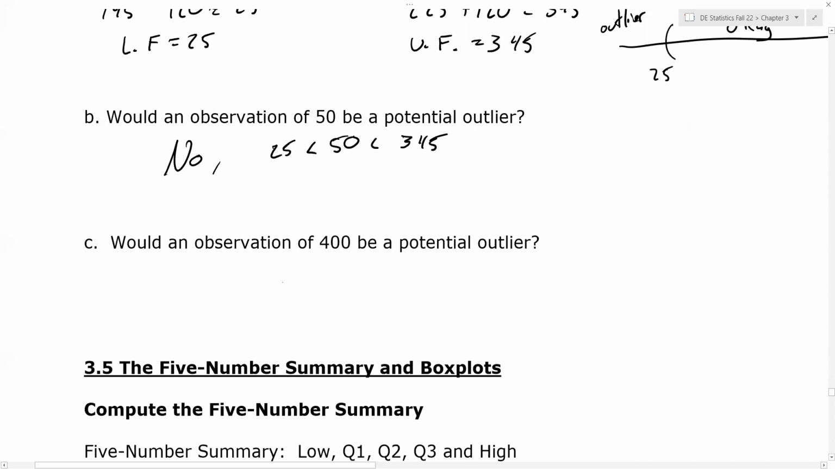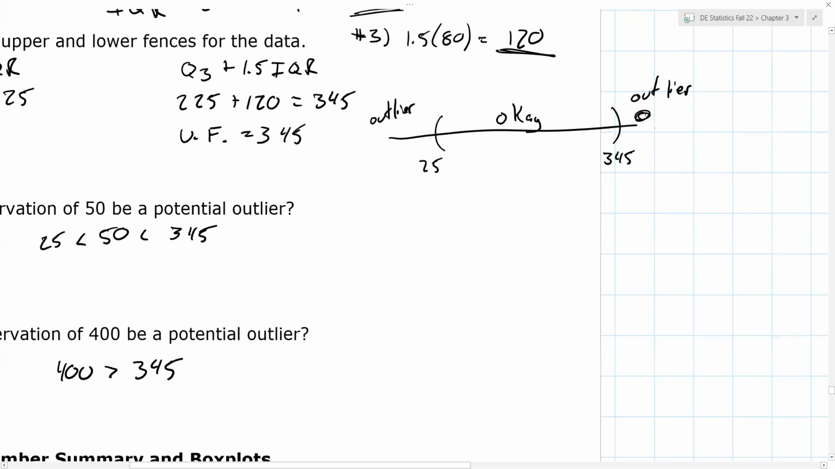That would be because 400 is greater than 345, which means it's somewhere out here, which means it's an outlier. So the 50 was in here. That's good. Outside, not good. All right. And that is the end of 3.4.